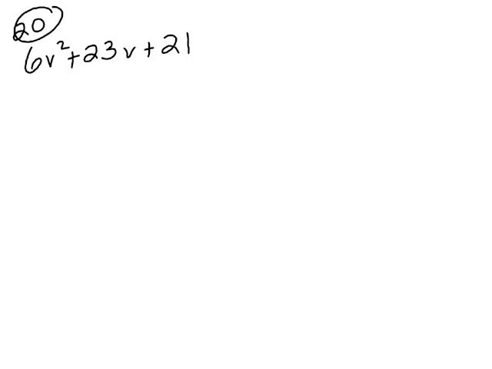We'll just start on 20. Six v squared plus 23v plus 21. So there's our top term. And I have 4v squared minus 4v minus 15.